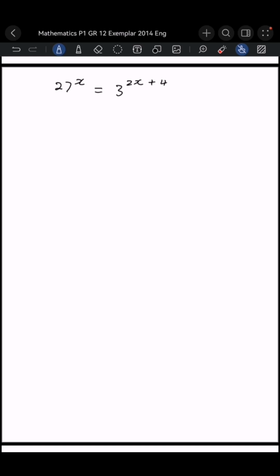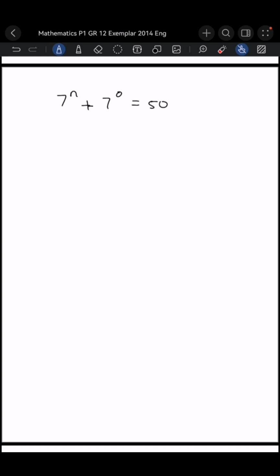Alright, we have 27 raised to the power of x is equal to 3 raised to the power of 2x plus 4. Solve for x. Okay, we have 3 raised to the power of 3, all raised to the power of x is equal to 3 raised to the power of 2x plus 4. Therefore, 3 to the 3x is equal to 2x plus 4. Therefore, 3x is equal to 2x plus 4. Therefore, x is equal to 4.